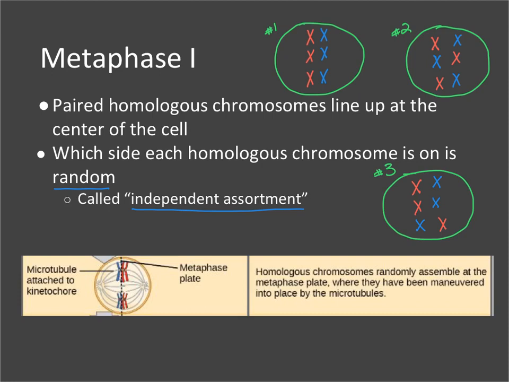And the reason why this matters is because during anaphase, these homologous chromosomes are going to get separated from each other. Ultimately, one of those homologous chromosomes is going to go to one side of the cell, the other one's going to go to the other side. And you can see that depending on how these line up, you're going to get a different arrangement of these chromosomes in the daughter cells.